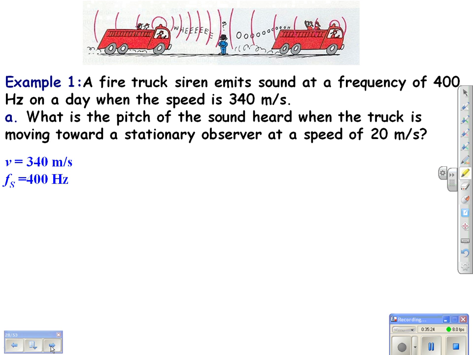Because what is our source? The fire truck. And what is the observer? A person. And which one's moving? The fire truck, because the person's stationary. Yes? Okay. So the velocity of the source is a positive 20 because it's moving towards us. Yes? And the velocity of the observer is 0.